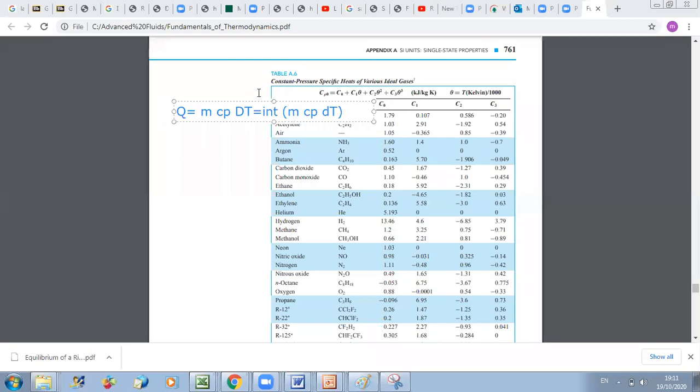So if I give you such a table, you should know how to use it. All you have to do is you have the temperature range you are working on, and this is your formula. As you can see, specific heat is a function of temperature, and here they give you several coefficients, C0, C1, C2, C3. For different gases, they give you what these coefficients are.